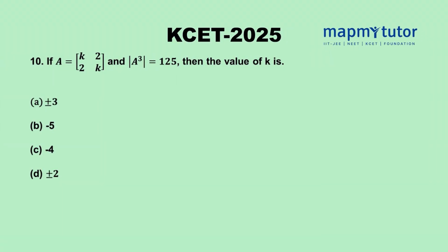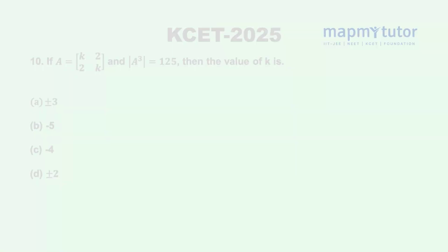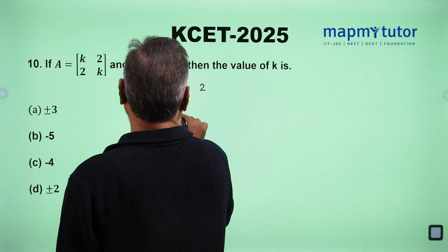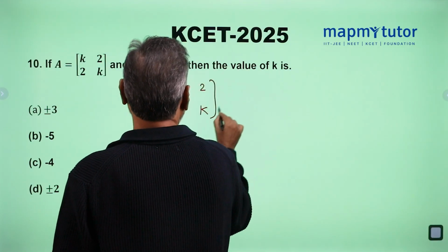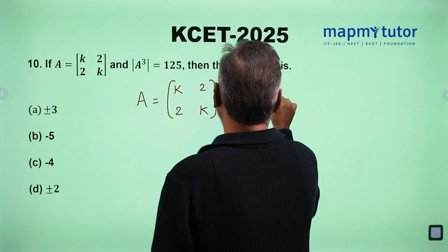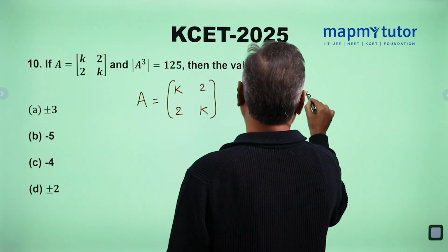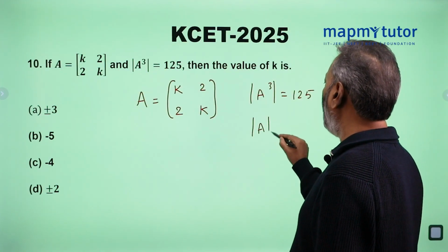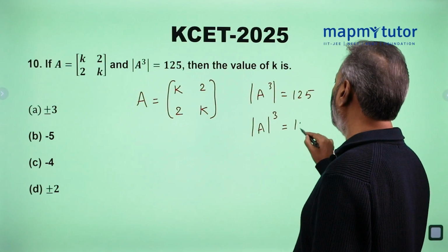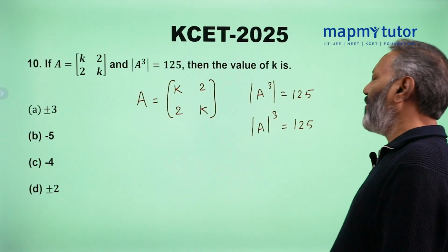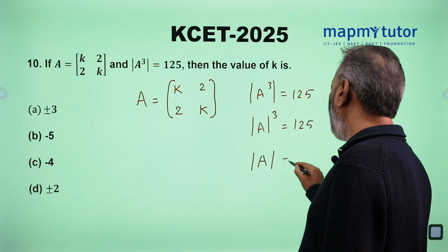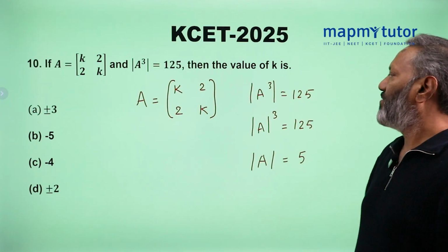If A is K, 2K and the determinant of A cube is 125, then find the value of K. So, what is the matrix A given? K, 2K. And the determinant of A cube is 125. We know by the property of determinants, det of A cube is det A whole cube. What is that property? Det of A power n is det A whole power n. And therefore, what is det A? 5. Because 125 is 5 cube.